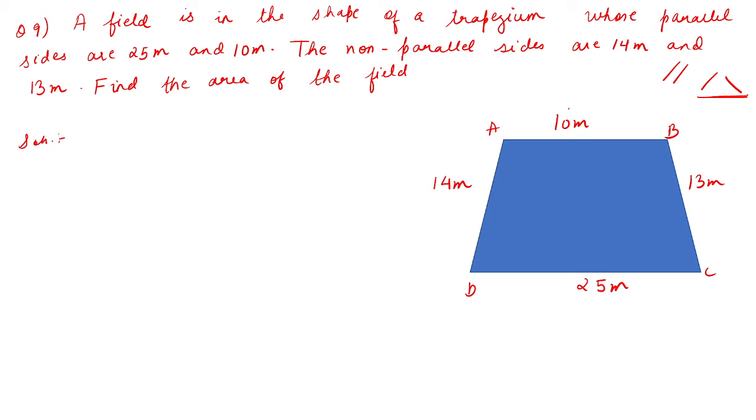Solution. So you have to find what? We have to find the area of a field. What is the field? The field is in the shape of a trapezium. That means we have to find the area of a trapezium, or we can write the area of a field in the shape of a trapezium. Clear with this? Now what is the area of a trapezium?